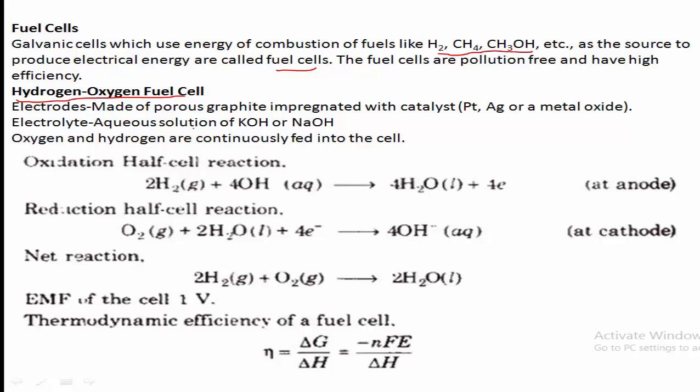The electrodes are made of porous graphite impregnated with a catalyst like platinum, silver or metal oxide, and the electrolyte is an aqueous solution of KOH or NaOH. Oxygen and hydrogen are continuously fed into the cell. This is the reaction which takes place in the hydrogen oxygen fuel cell, and you can observe that at the end of this reaction the product obtained is water, which does not cause any harm to the environment. Hence these are said to be eco-friendly.